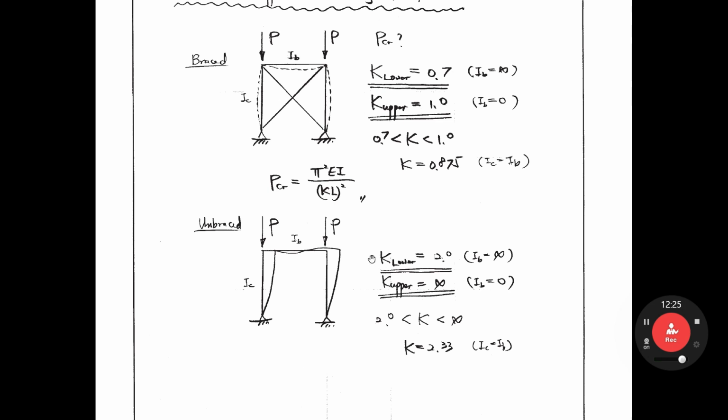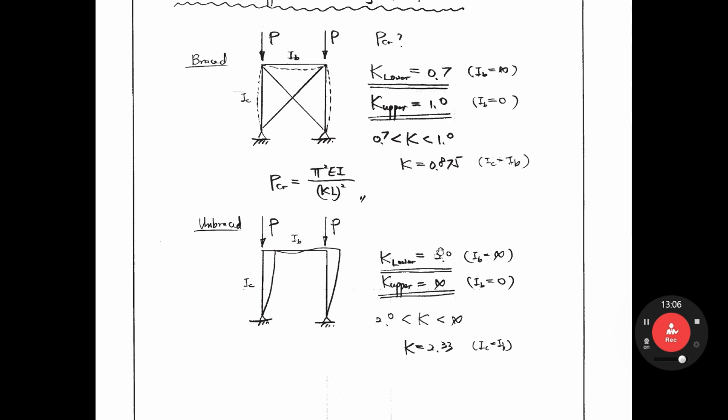Let's calculate the extreme case first. If beam stiffness is infinite, then the bottom of the column is hinged, and at the top of the column there is no rotation, right? Because IB is infinite. But there is side sway, right? In that case, the K factor is 2. So the real part and imaginary part like that, the hinge, so it is 2L.